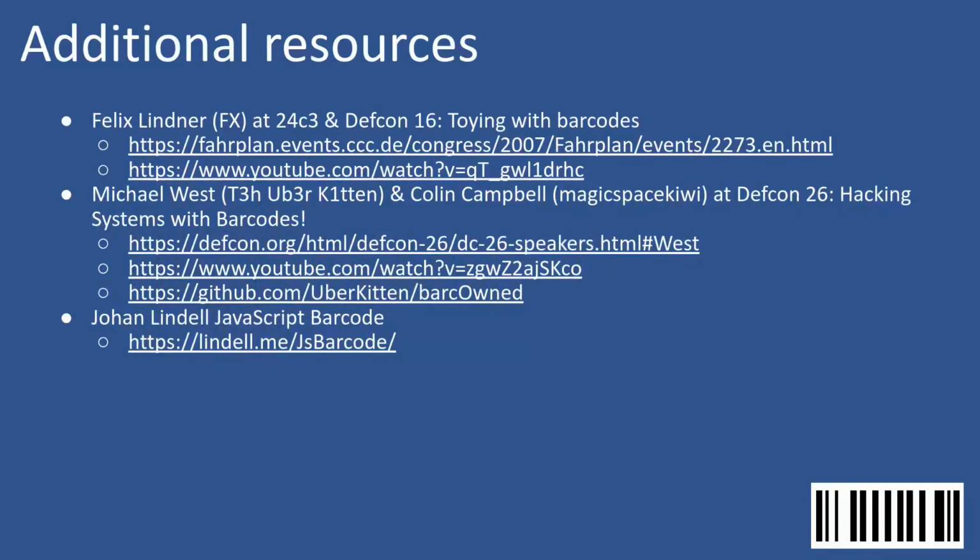Another talk was given by Michael West and Colin Campbell. This was at DEF CON 26, which was a couple of years ago, and we found it while researching this topic a bit more for this presentation. They made a framework for generating malicious barcodes, sort of like a rubber ducky, they called it. So it's rubber duckies for barcodes. Unfortunately, we couldn't get it to work, but it needs a bit of love and care. It's 5 years since the last commit, but you can probably get it to work with a bit of work.